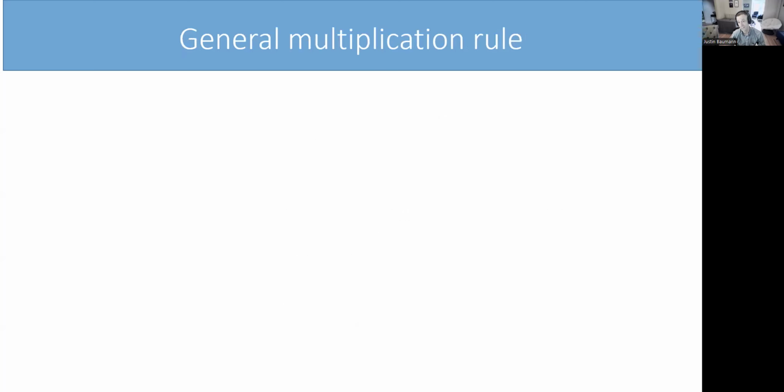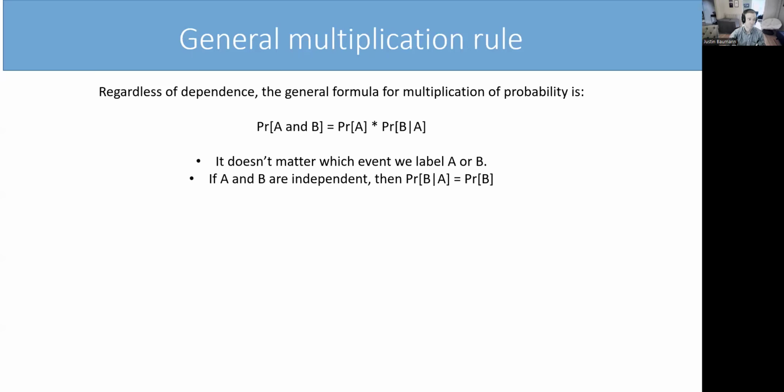All right, so finally, we can generalize the multiplication rule. Regardless of dependence, the general formula for multiplication of probability is, if you're looking for the probability of A and B happening, probability of A times the probability of B given A. The probability of B given A is the probability of B dependent upon A.